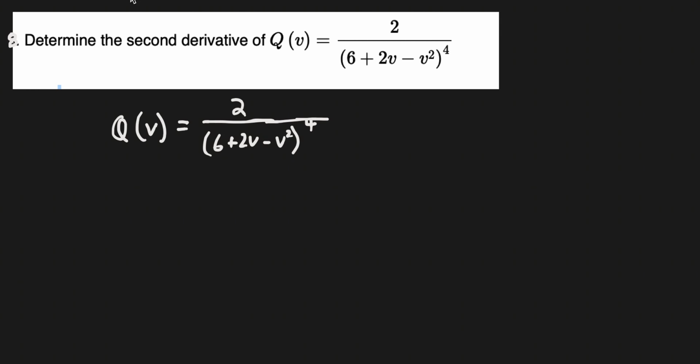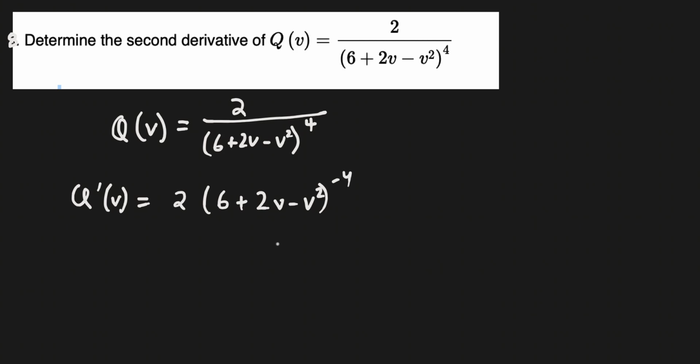Or at least space. So let me try to make some space here. So we have this. I'm just gonna write it down here. Okay, so anyway, we want to first find the first derivative, and then let's go for the second derivative. So the first derivative, this is a function that we can differentiate by doing two things. So we can either take this denominator, move it up, and make this negative. So this is just going to be times 6 plus 2v minus v squared raised to the negative fourth power. That's also completely okay. And actually, this would be an easier way to do it.